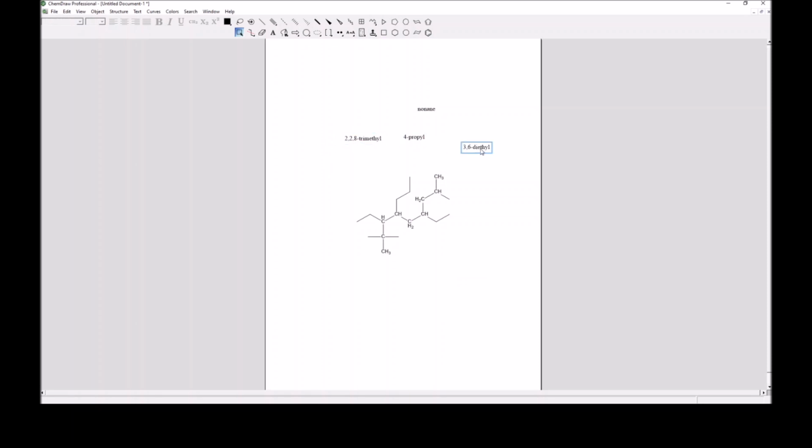The diethyl is alphabetized by the letter E, the trimethyl is alphabetized by the letter M, and the propyl is alphabetized by the letter P. So the name of this should go 3,6 diethyl dash 2, 2, 8. Notice how all the numbers are separated by commas from each other and separated from letters by hyphens, no spaces. There's the full name of this.